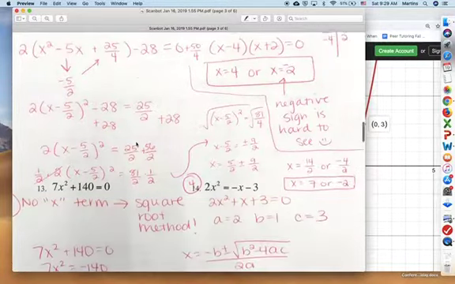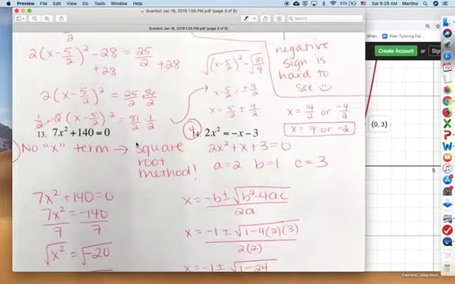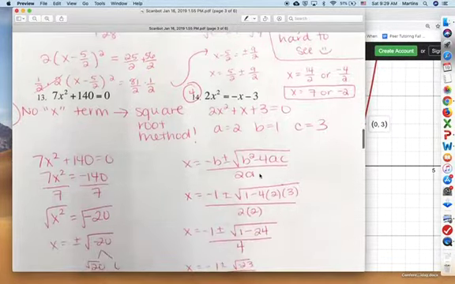Last but not least, quadratic formula. I like to take the messiest one and use the quadratic formula. 2x squared plus x plus 3. I rewrote it in standard form with descending degrees. I figured out my a, b, and c values. I plugged it into the formula.